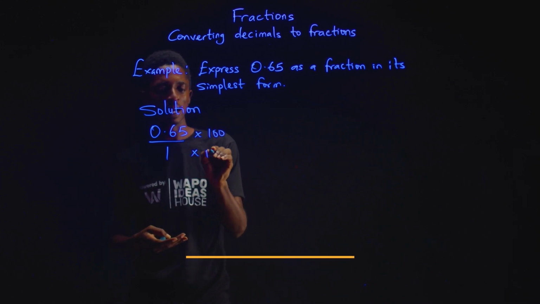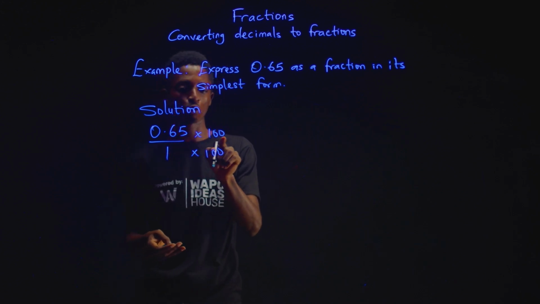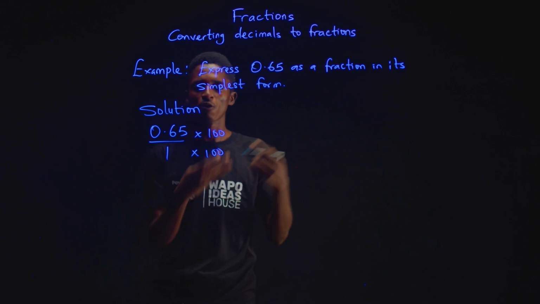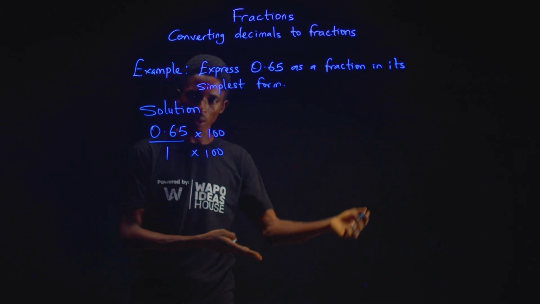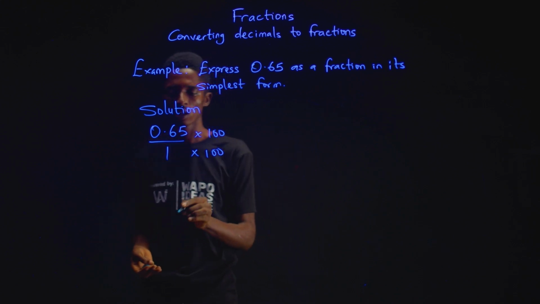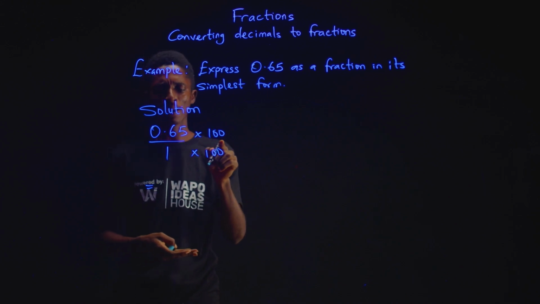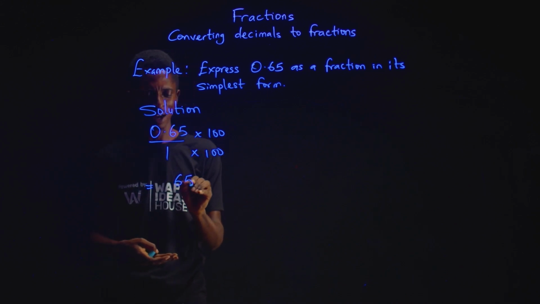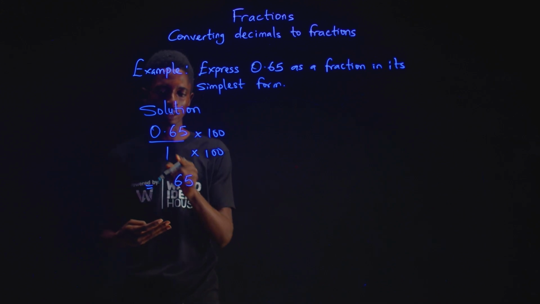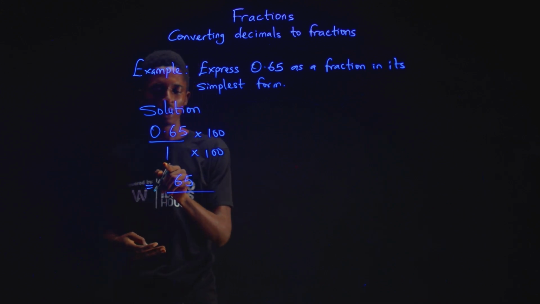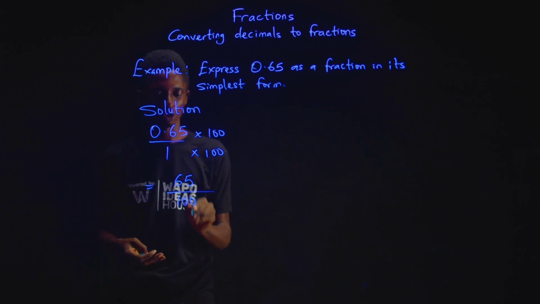And also this by 100. This is because it has 2 decimal places, so 2 zeros. So if you're working with one that has 3 decimal places, it will be what? 1000, 3 zeros. So from here, we're going to arrive at 0.65 multiplied by 100 will give you 65. It's a very simple multiplication that you don't need to rack your head about. Over 1 times 100, that will give you 100.